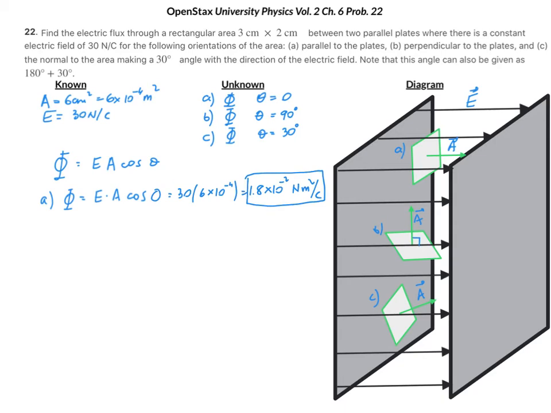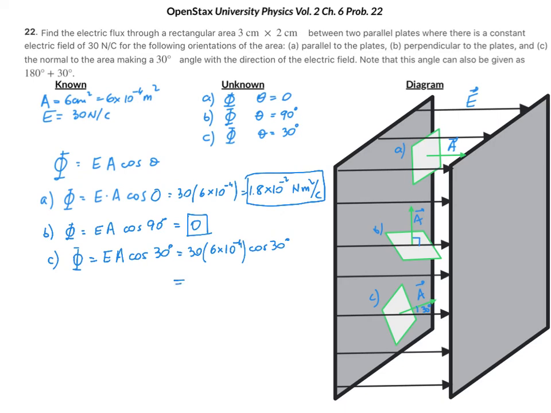In part B, the angle between the area vector and the electric field is 90 degrees. So then we have flux is EA cosine 90 degrees, and cosine 90 is 0, so the flux for part B is 0. In part C, the angle between the area vector and the electric field is 30 degrees, so we have flux is electric field times area times cosine 30 degrees, so that is 30 newtons per coulomb times 6 times 10 to the negative 4 square meters cosine 30 degrees. And that gives us 1.6 times 10 to the negative 2nd newton meter squared per coulomb. So here is the flux.